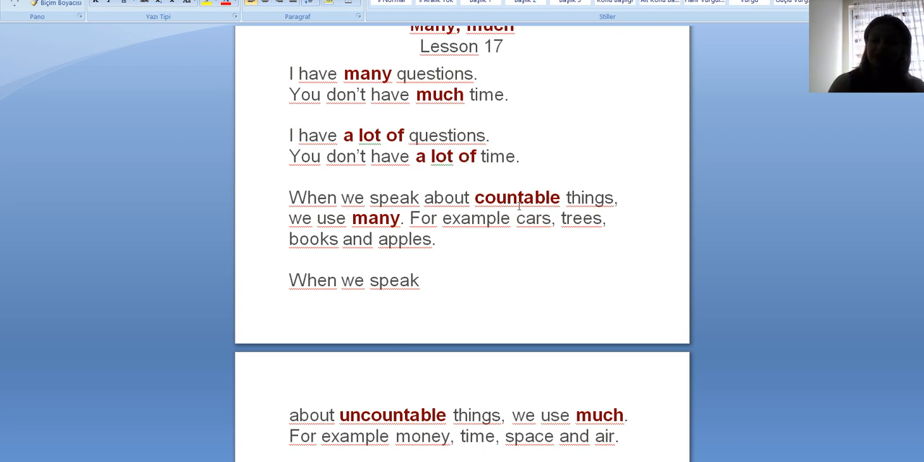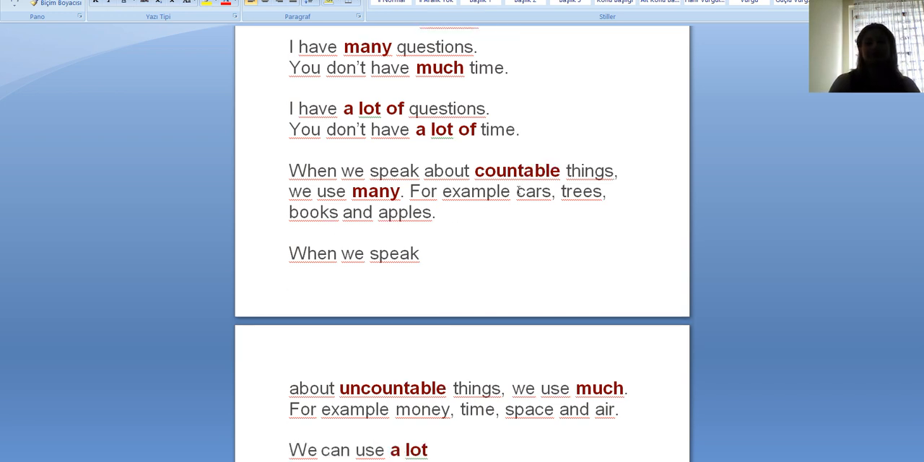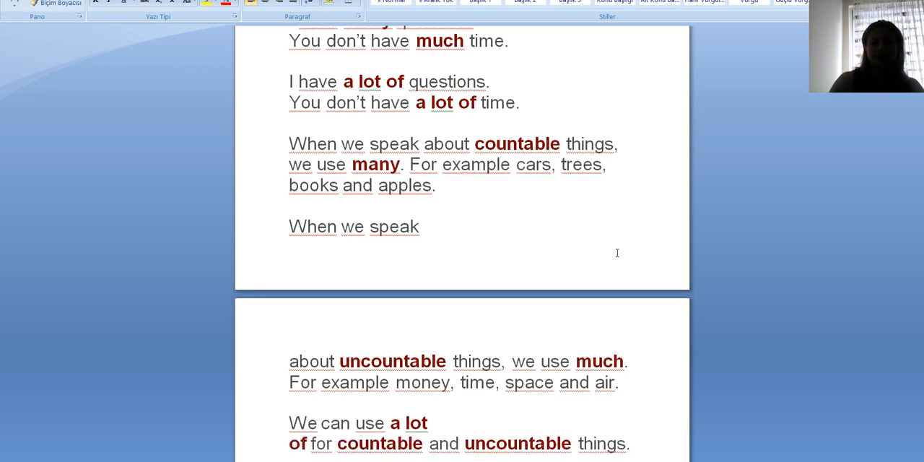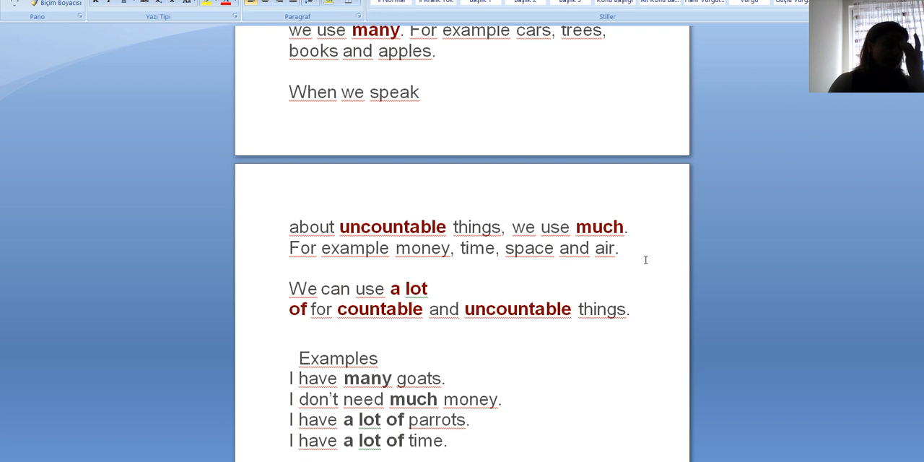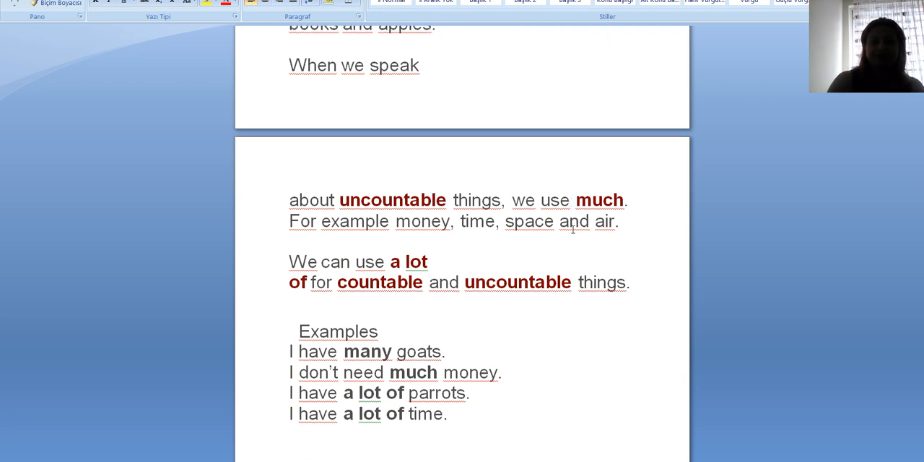When we spoke about countable things, we used many. Look, countable. For example, cars, trees, books, and apples. Now, for the things we can count we say many, and for the things we can't count, 1, 2, 3, 4, we say much, friends.